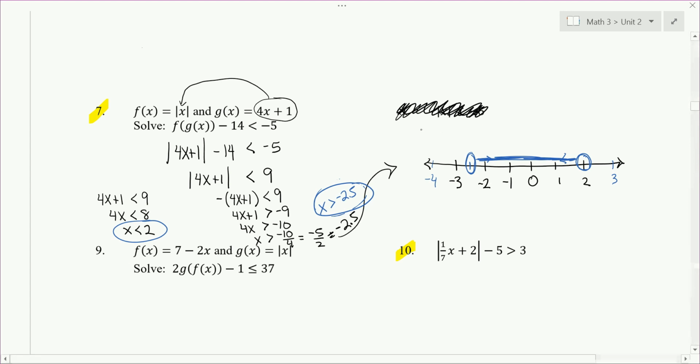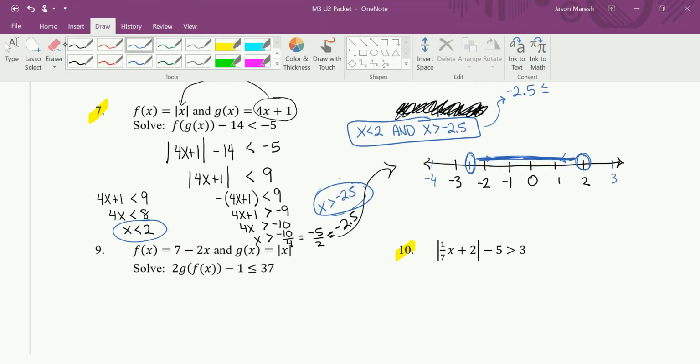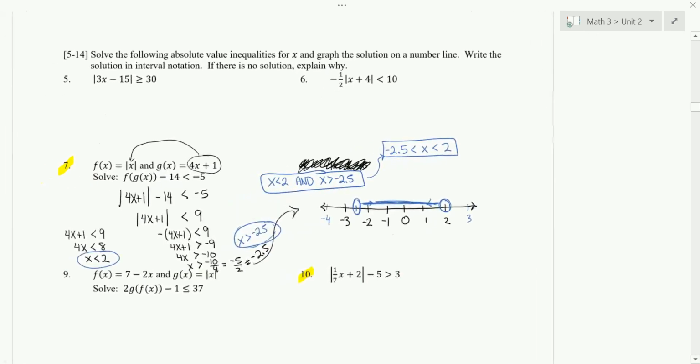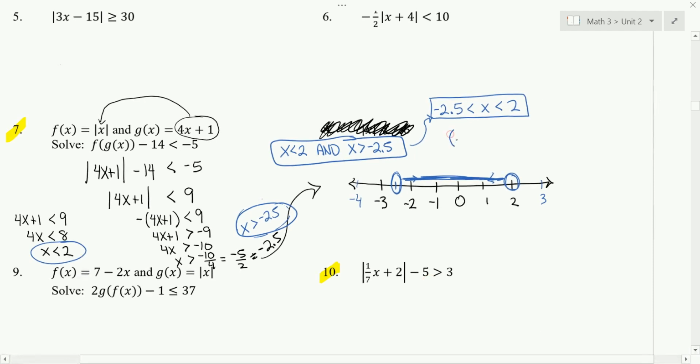So to really state that as a compound inequality, we say we want x to be less than 2 and x to be greater than negative 2.5. We need that word and. And means both requirements must be met. Another way to write this in inequality notation would be negative 2.5, take the lower number, is less than x, which is less than 2. And if you go back to the instructions, they say to put your solution in interval notation. So interval notation would be parentheses negative 2.5, comma 2.